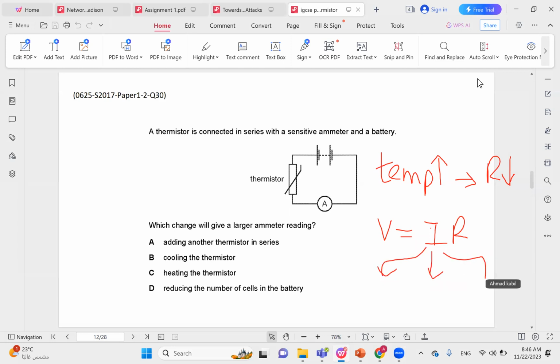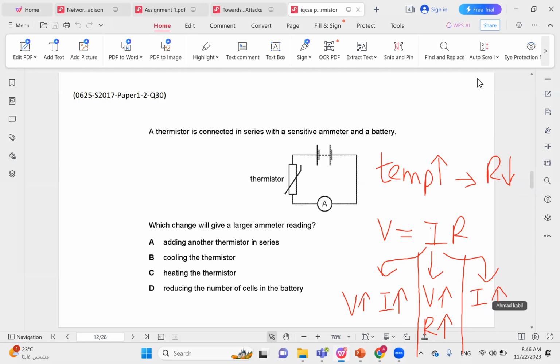three relationships. As V increases, I increases, or vice versa. These are directly proportional. As V increases, R increases. Again, these are directly proportional. And as I increases, R decreases. These are inversely proportional. We don't really care about this one. We just care about the relationship of R and V and the relationship of R and I.